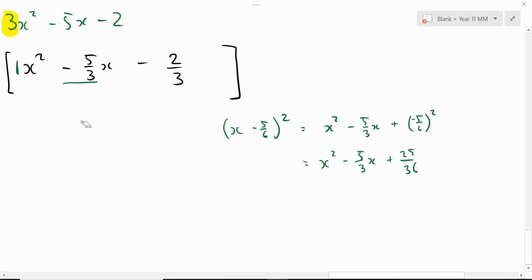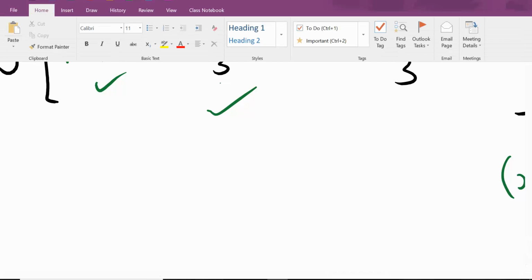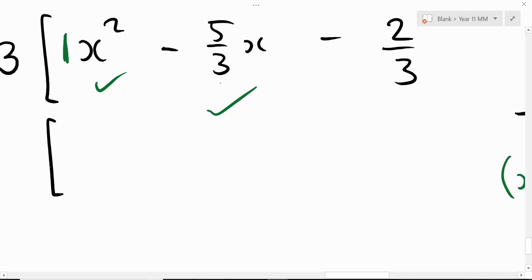That's what I should have. But what do I actually have? I've got the x squared, I've got negative 5 on 3x. What I have is a negative 2 on 3, which is not what I want. I want the 25 on 36. So how do you do that? You're going to just make sure you get that. So you've got the x squared, you've got the minus 5 on 3x, you still have the minus 2 on 3 here.